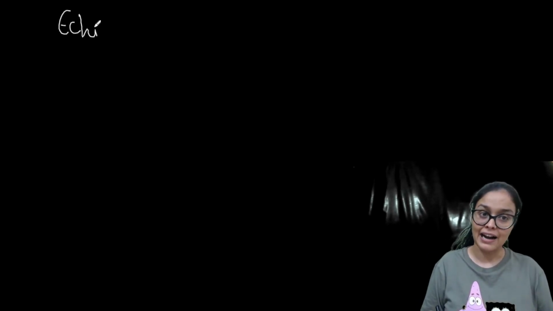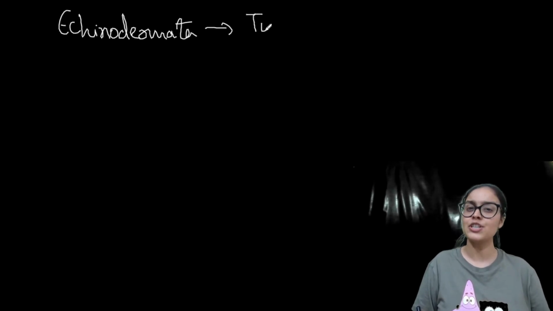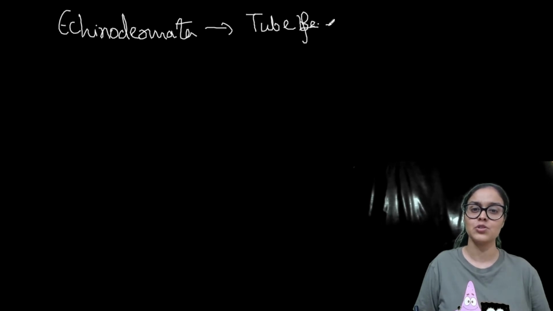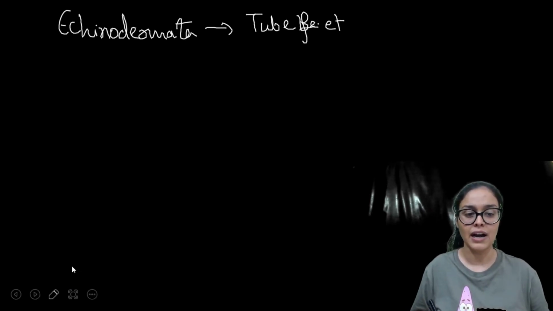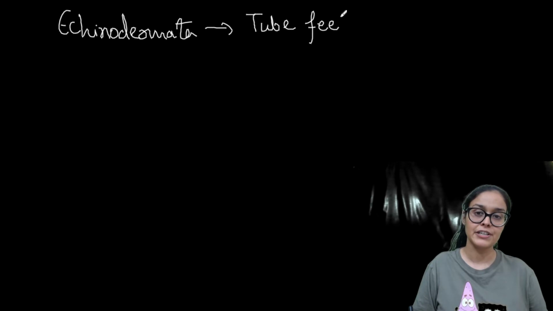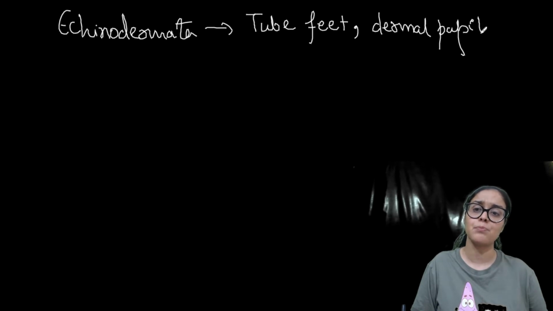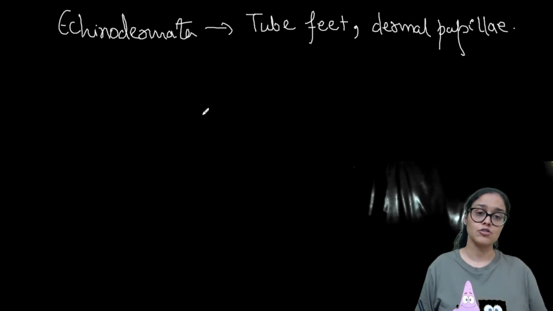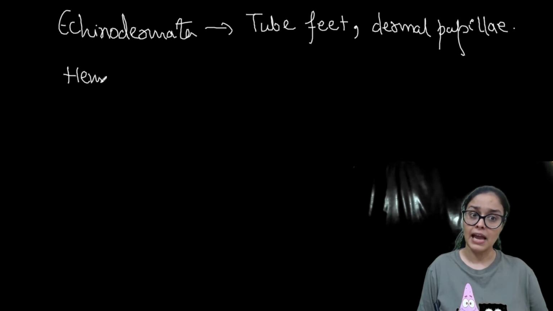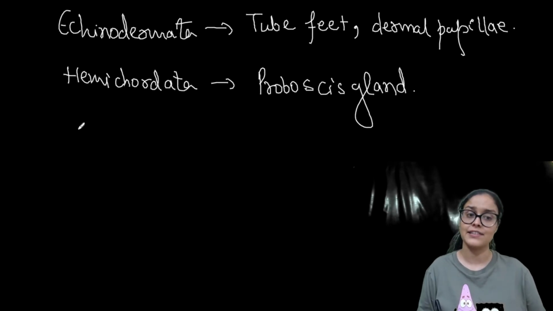When we talk about Echinodermata, I'm pretty sure you have done it in the animal kingdom. They have tube feet for excretion, right? They have tube feet for excretion, that you have to remember. What else do they have? Tube feet for excretion, and they have dermal papillae. Dermal papillae means present on their body surface, right? So that is present in the Echinodermata. Hemichordata, what do they have? Hemichordata have the proboscis gland, right? The proboscis gland is also known as the glomerulus gland, that you have to remember.